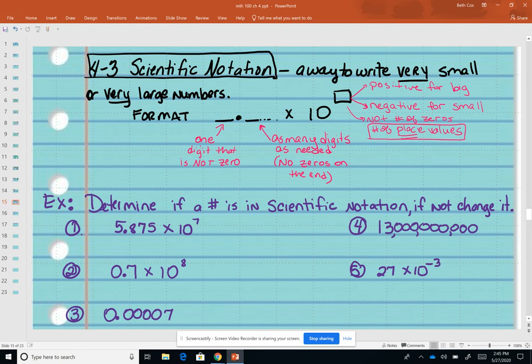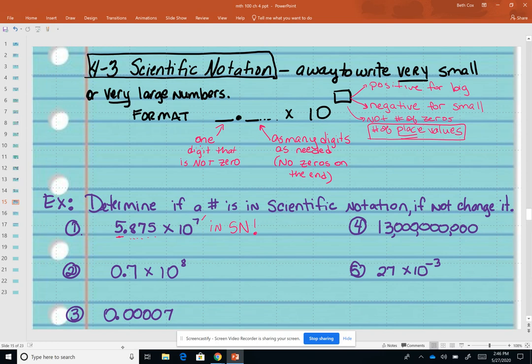So remember that. Our first group of problems, we're going to determine, first of all, if it's in scientific notation. If it is, great, we'll move forward. If it's not, we're going to rewrite it so that it is in scientific notation. So this first one, it is in scientific notation, and I'm going to write SN for scientific notation. Yes, you have the one digit, you have as many digits as needed, and you have the exponent there. So that one's in scientific notation.